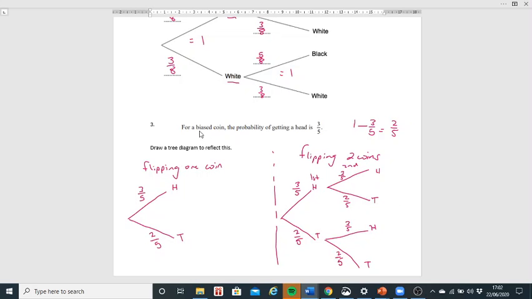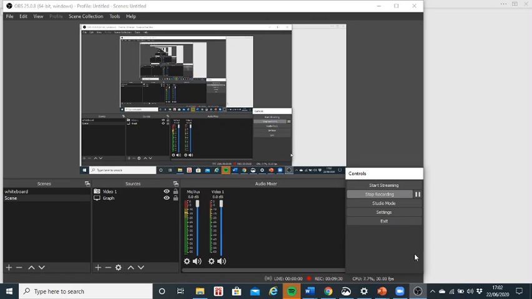I never explained this word here, but let's have a quick chat. Biased means that it's not fair. In a fair coin, it should be 50-50. Half of the time you should get heads and half of the time you should get tails. Biased means it's slightly weighted on one side. It's like a trick coin. Right, and that is how we deal with probability and a tree diagram.